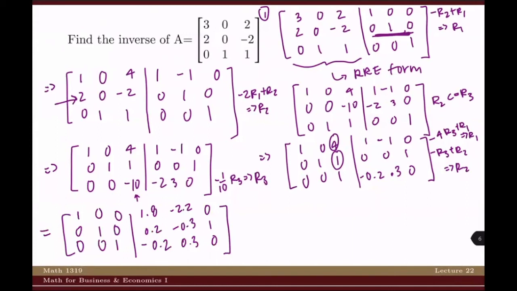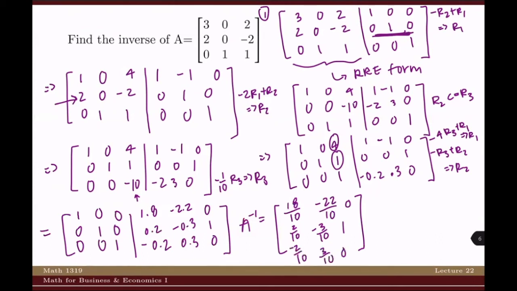So now we have everything that we need. And you can write them back as fractions now. So instead of having 1.8, you would have A inverse is equal to, so 18 over 10, negative 22 over 10, 0, 2 over 10, negative 3/10, 1, negative 2/10, 3/10, 0. Sorry, let me fix these matrix brackets.